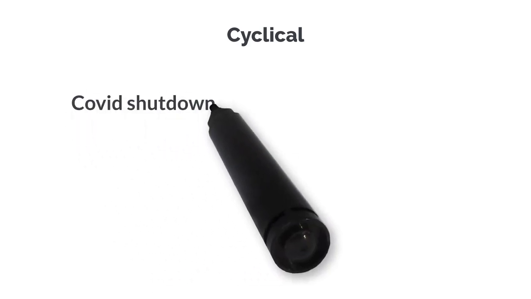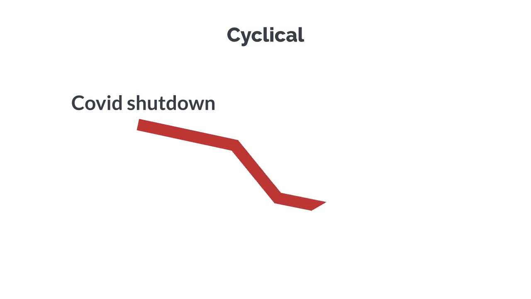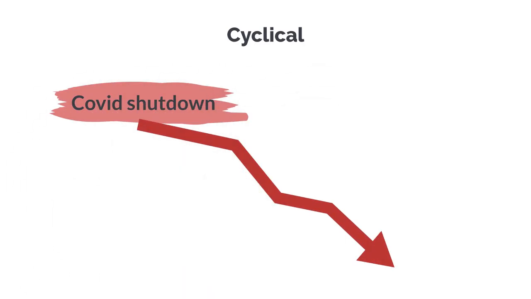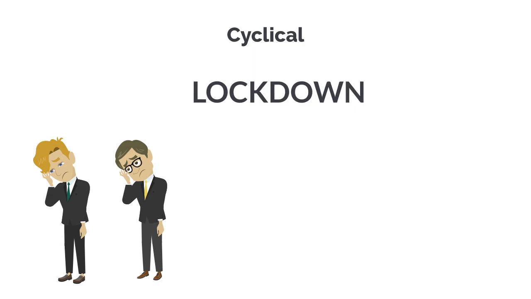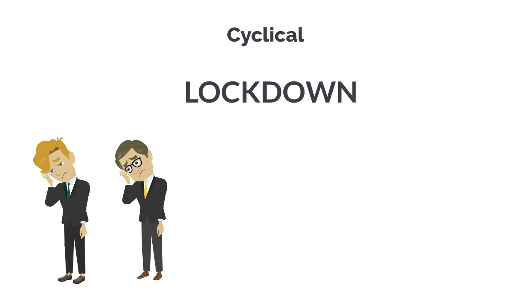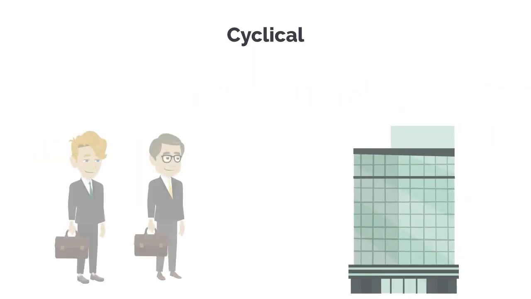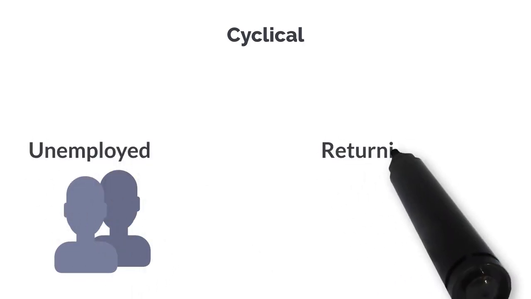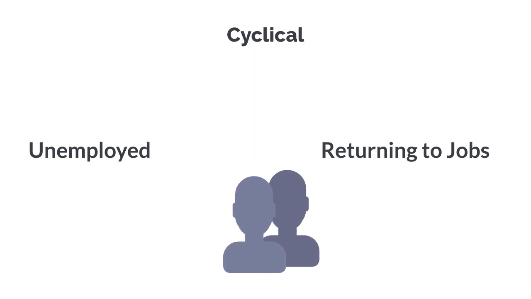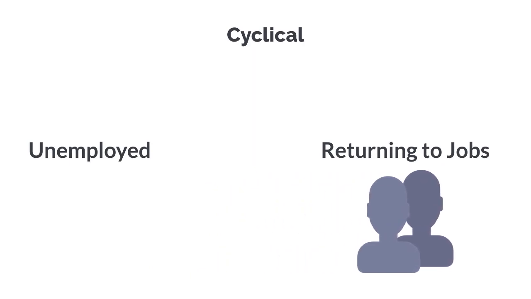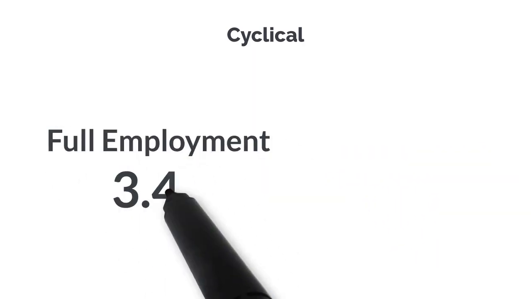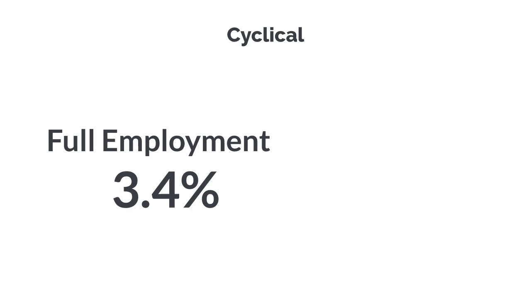The issue is that the starting point at which the administration decided to measure was the height of the COVID shutdown. Millions were laid off or had to quit during this period. When the lockdown was lifted, over 6 million people went back to work. The administration called this new job creation, when it was merely people returning to their jobs. The 3.4% unemployment rate is considered full employment.